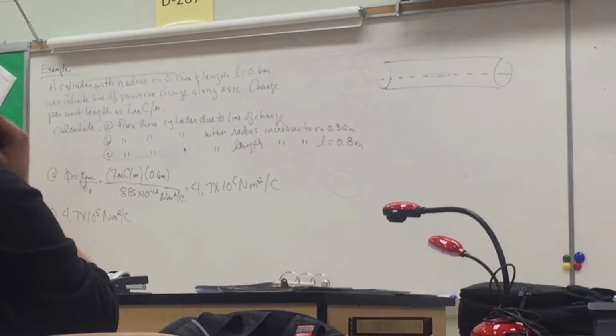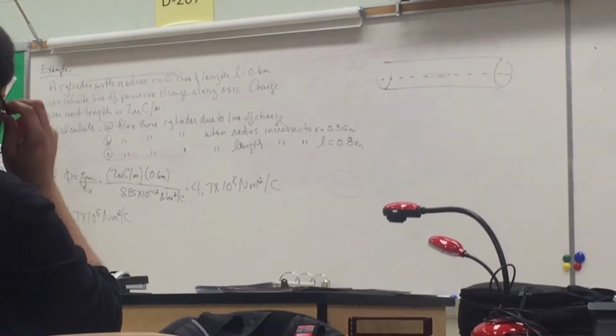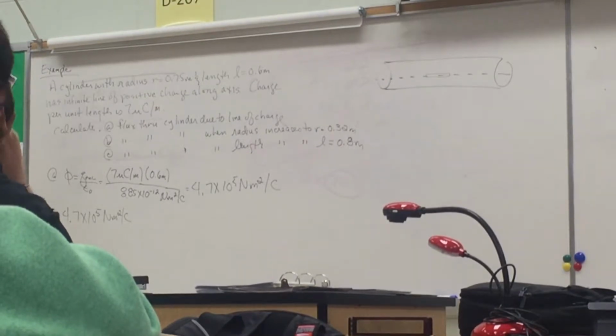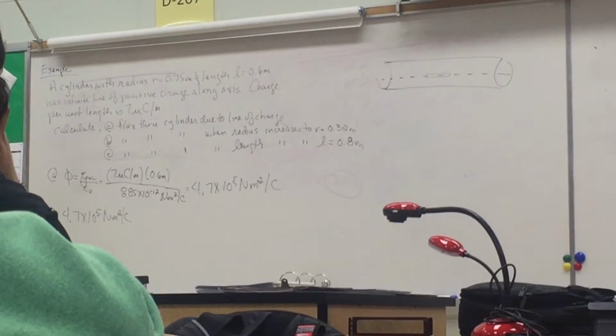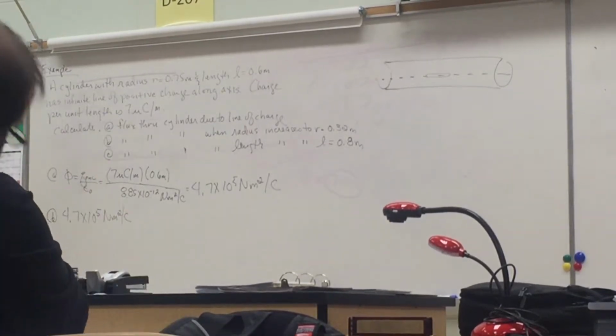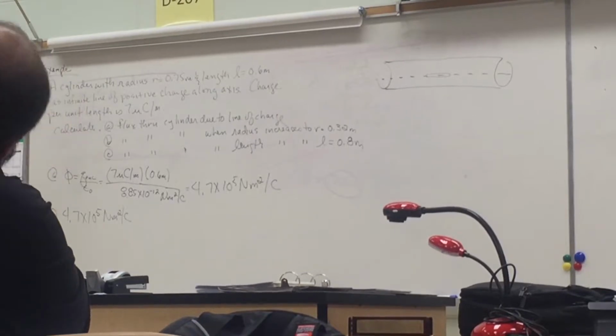We haven't gotten to that specific yet. But that's what you're saying. So you're saying when the Gaussian field is in the cylinder, the radius doesn't matter, as long as you're enclosing the charge. As long as the charge goes through the outside, we didn't increase the radius of the cylinder. We increased the radius of the Gaussian surface.